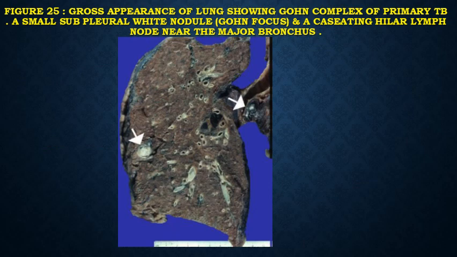This is a gross appearance of the lung showing the Ghon complex of a primary infection. It is a small subpleural lesion, because the lesion is sometimes close to the pleura, and it is associated with caseating necrosis or involvement of the lymph node. So a parenchymal lesion with lymph node involvement is called the Ghon complex.